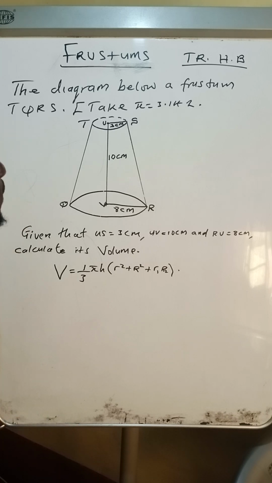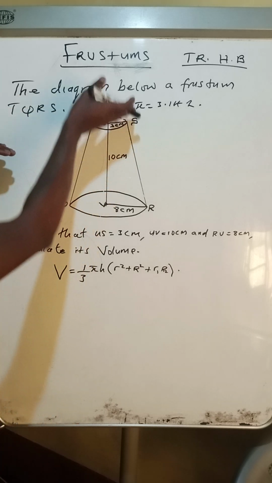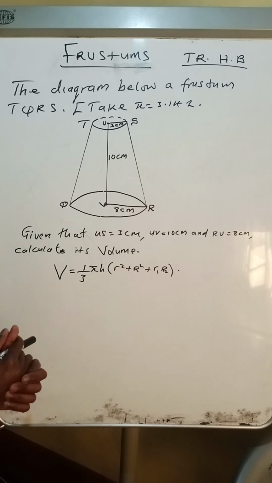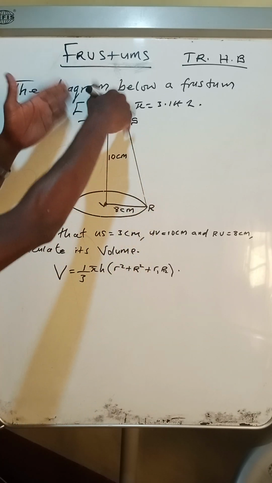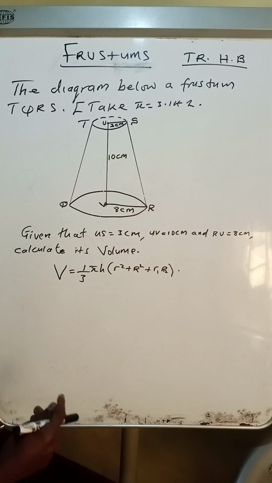We are looking at frustums. I'm going to show you how to calculate the volume of a frustum. A frustum, by definition, is the part that remains when the top part of a cone is cut off. For this, in the shape here, we had a cone.